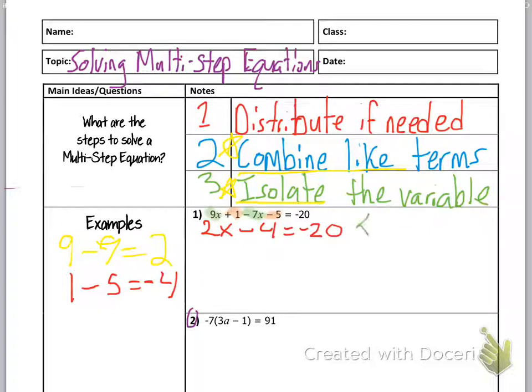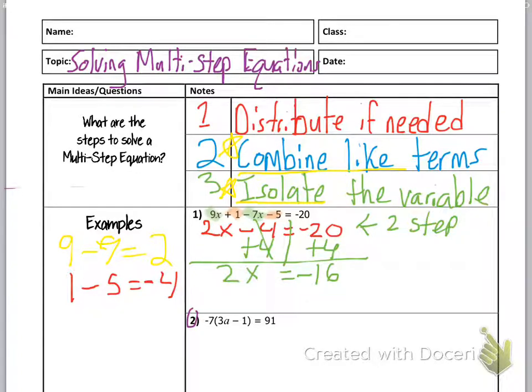So from here, it is a two-step problem. So we already know how to solve two-step problems. First, you're going to get rid of the negative 4 by adding 4. So negative 20 plus 4 gives me negative 16. Copy down the 2x. Divide by 2, both sides. X equals negative 8. And that's the answer for the first one.